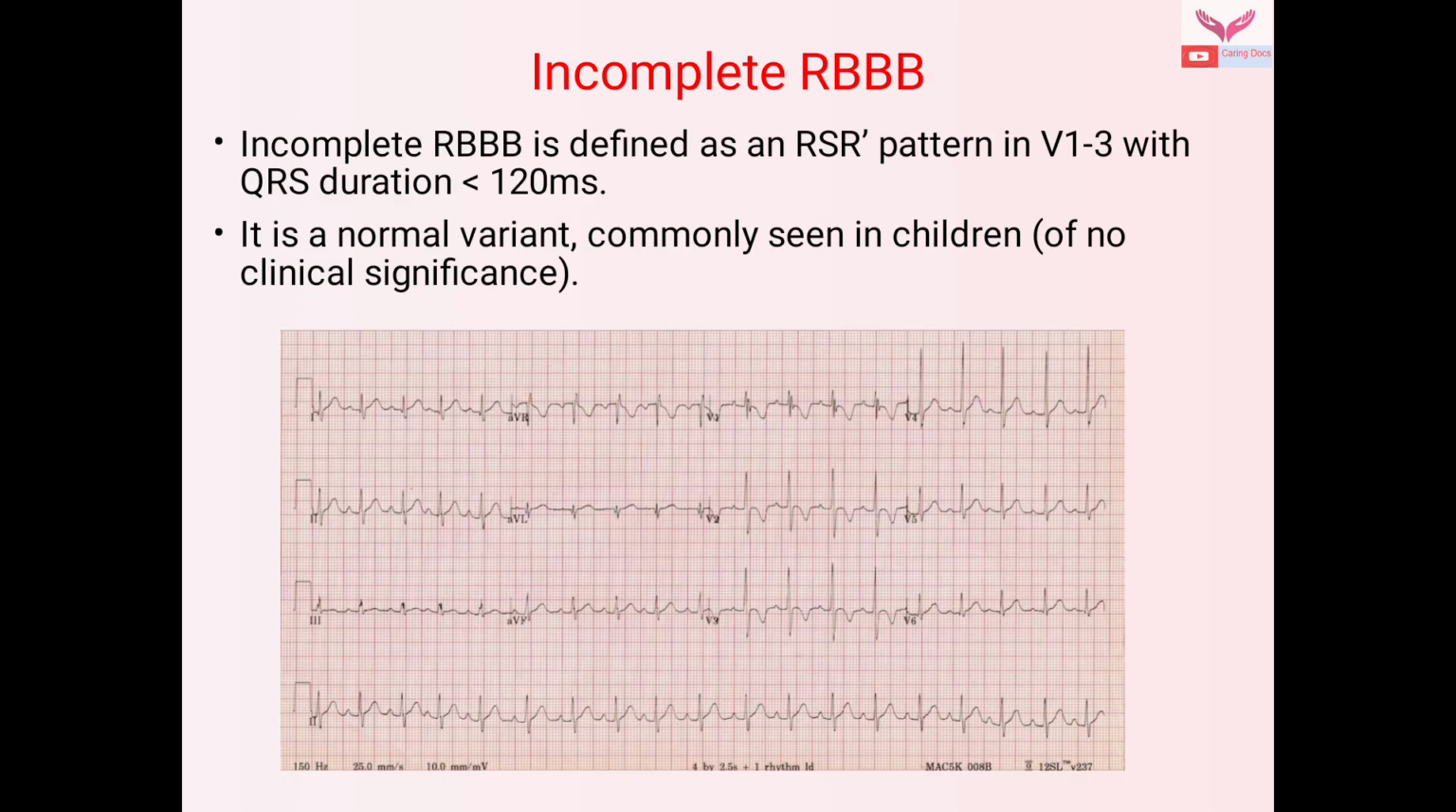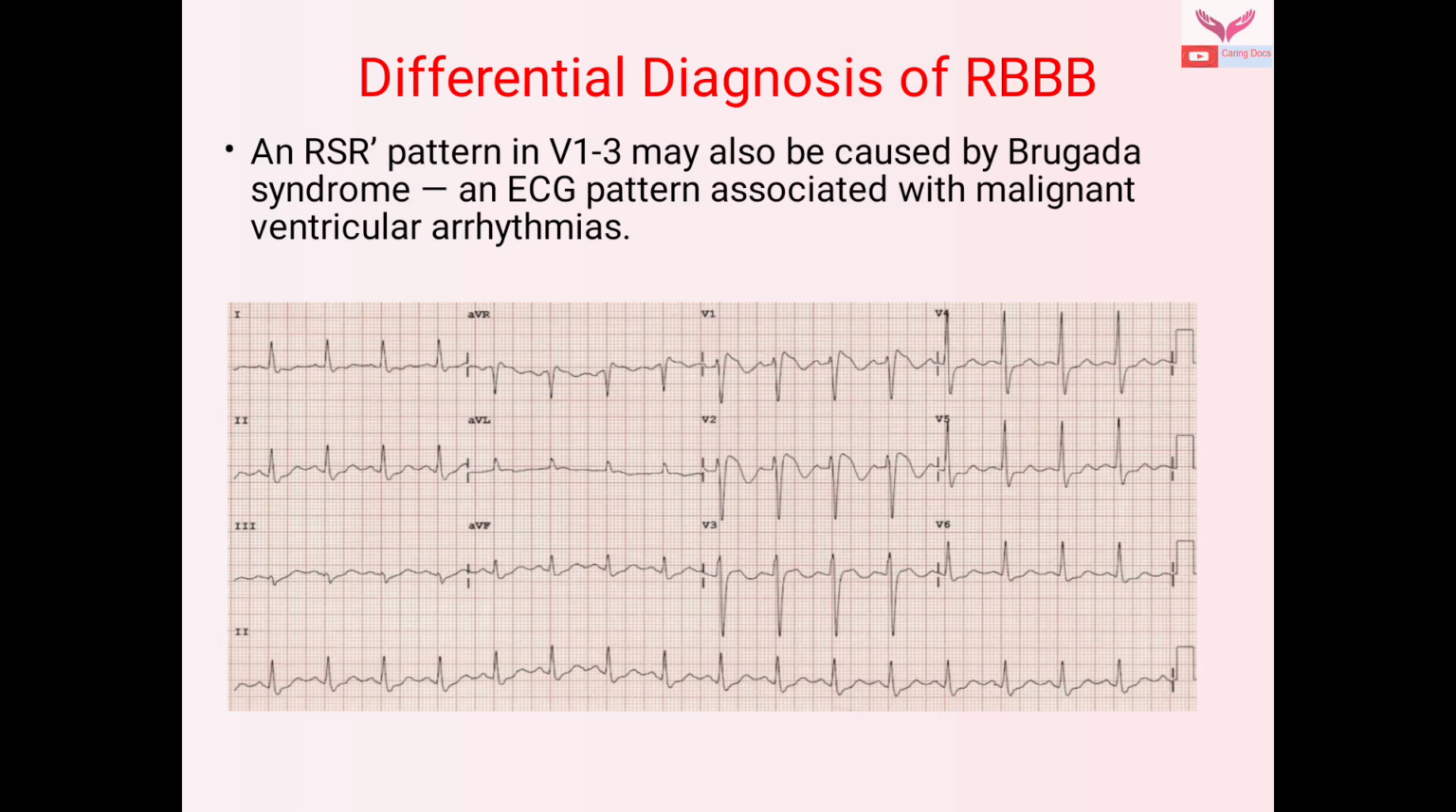We get incomplete RBBB when the RSR-dash pattern has a QRS duration of less than 120 milliseconds. It is a normal variant and is commonly seen in children, and is of no clinical significance. The differential diagnosis of RBBB with an RSR-dash pattern in V1 to V3 includes Brugada syndrome, an ECG pattern associated with malignant ventricular arrhythmias.